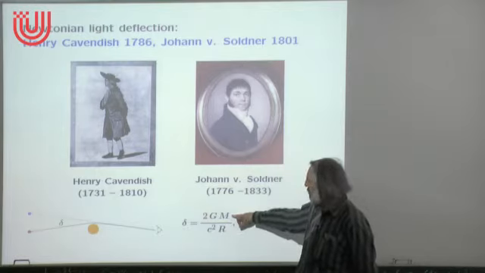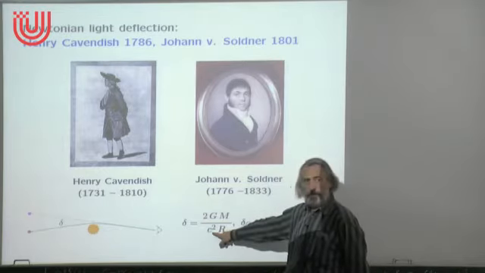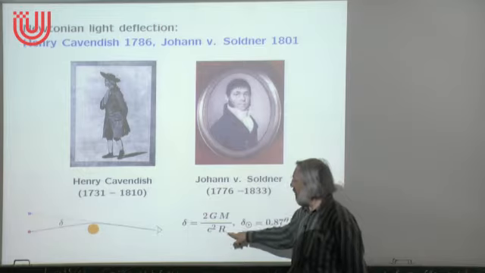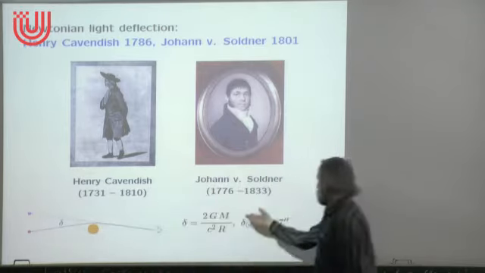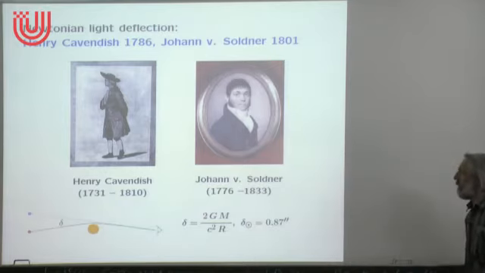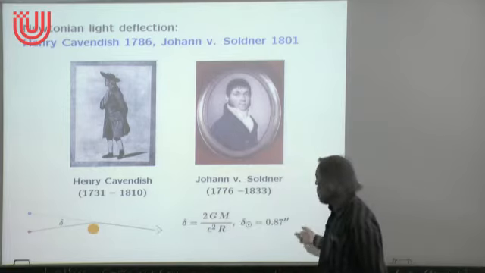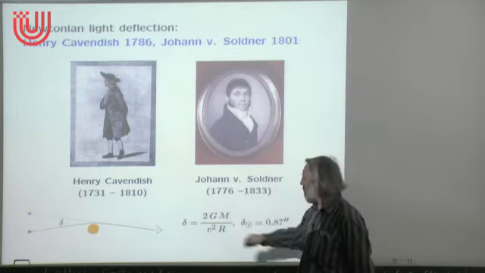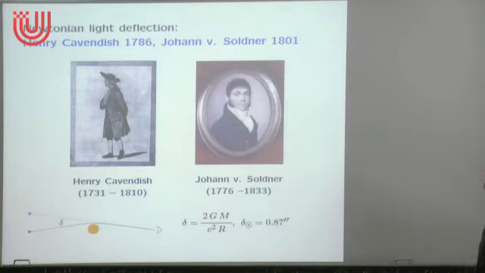M is the mass of the deflector, G is of course Newton's gravitational constant, c is the speed of the light particle with which it comes in from infinity, and r is the minimal distance here. Yeah, this is r. And that's the formula which Johann von Soldner derived. And we derived it also in one of the exercises, in one of the problem sheets, right? We followed exactly the argument by Johann von Soldner and derived this formula. And if you insert the values for the sun, the mass of the sun, and the radius of the sun, you get 0.87 arcseconds. So that's what this theory predicts for the light deflection.